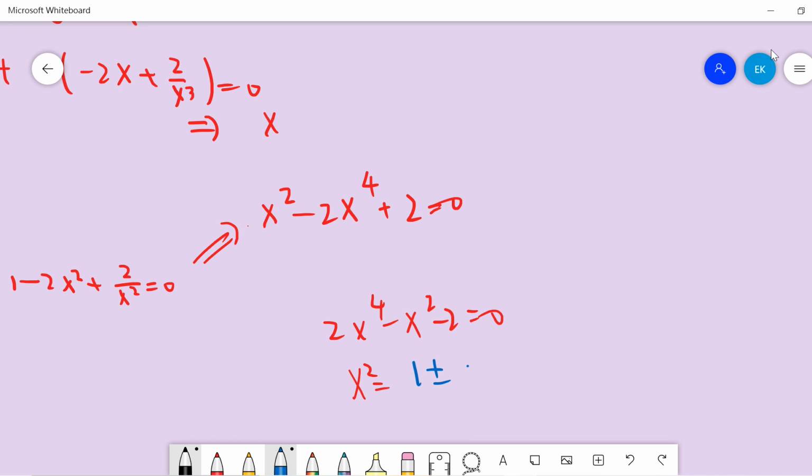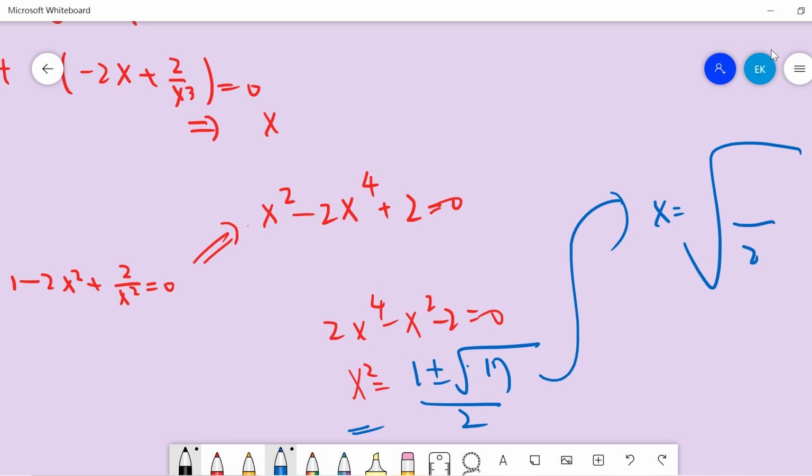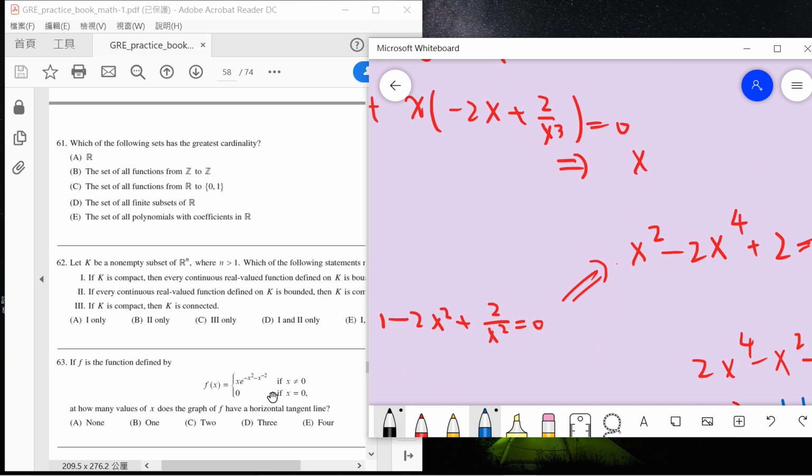So we have 1 plus square root of 17, divided by 2. But since x is positive, we only have two solutions. Okay, so it looks like the number is 2. The number is 2. But forget about that.